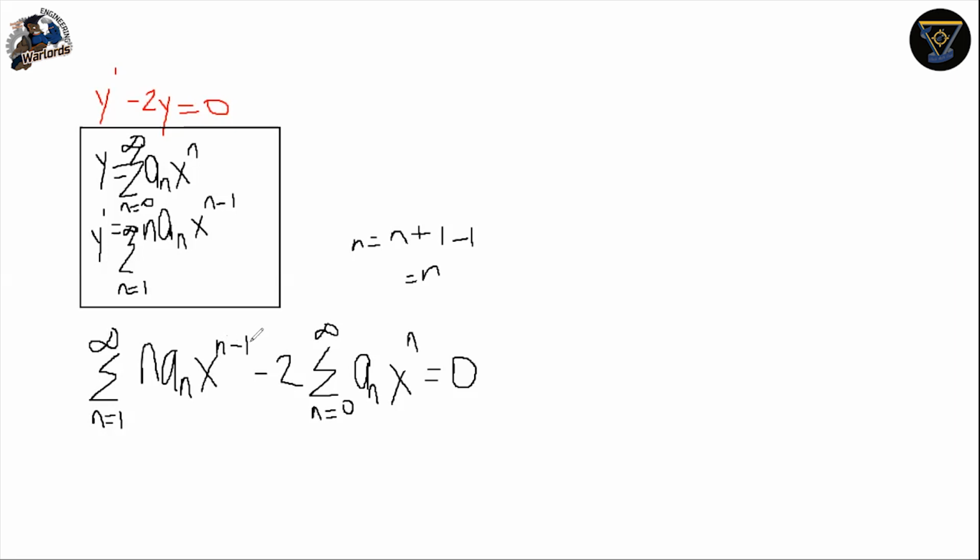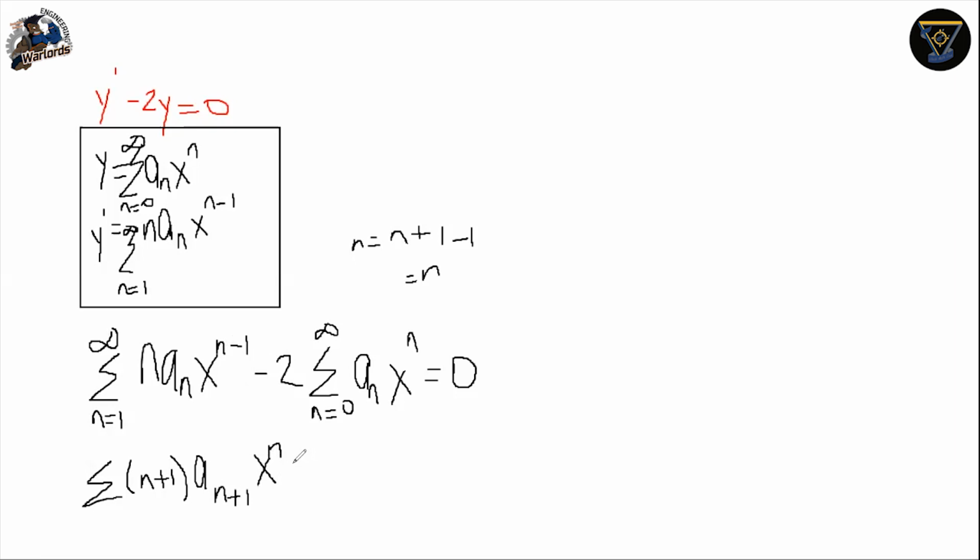So if you're going to add 1 here, that means anywhere you see n, you're going to put n plus 1, right? So you're going to have the summation of, open bracket, anywhere you see n, you put n plus 1 because you need this to be just n alone. So you have n plus 1, and you have a_(n+1), and you have x^(n+1-1), which just gives you x^n.